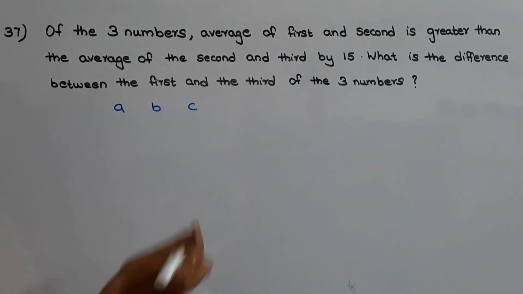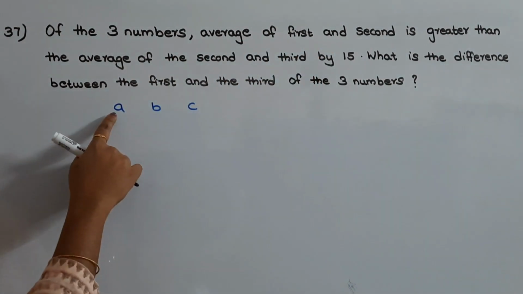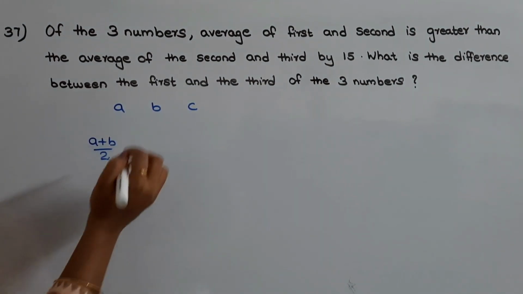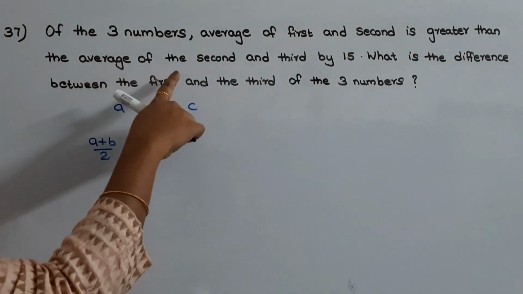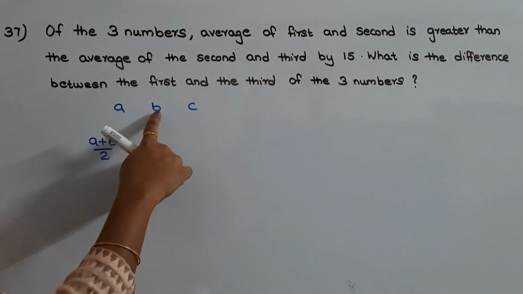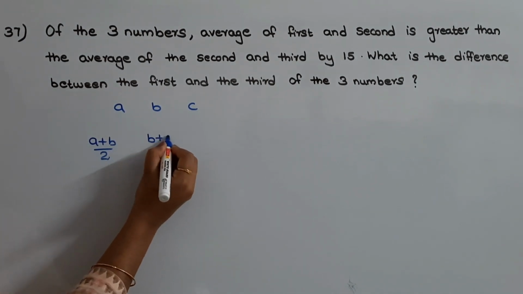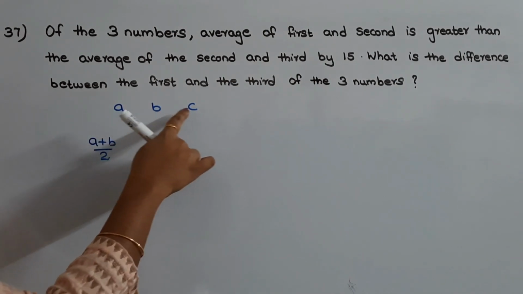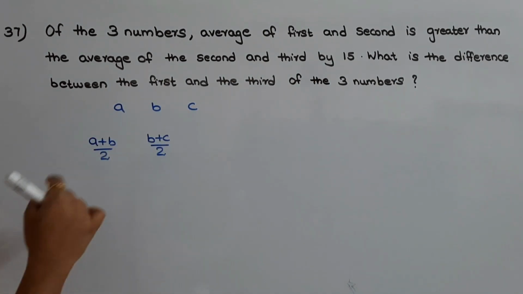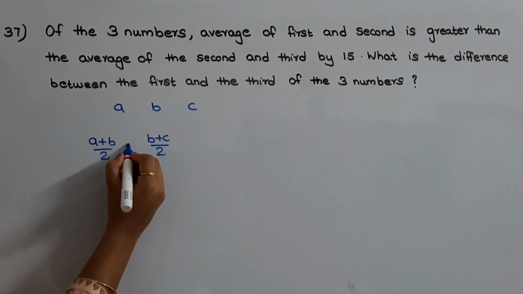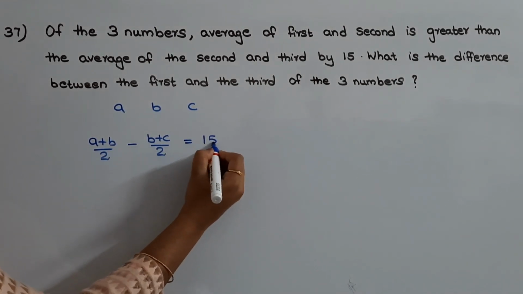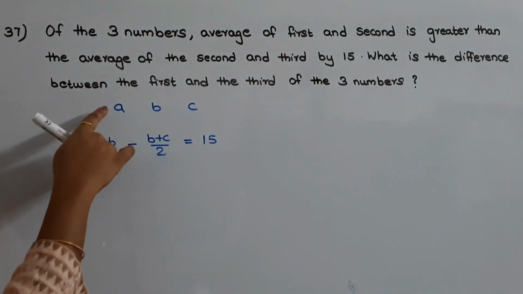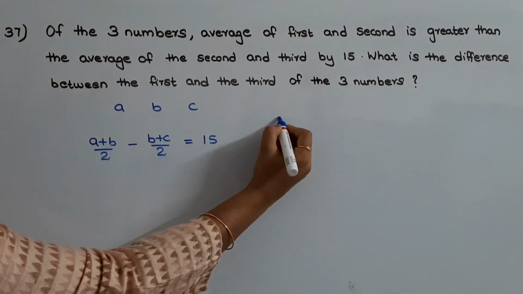Then they are telling that average of first and second will be A plus B by 2. Average of first and second is greater than the average of second and third. Average of second and third is B plus C by 2. So the average of first and second is greater than the average of second and third by 15. So they have given the difference between these two averages as 15. We need to find out the difference between the first and the third, so the difference between A and C.